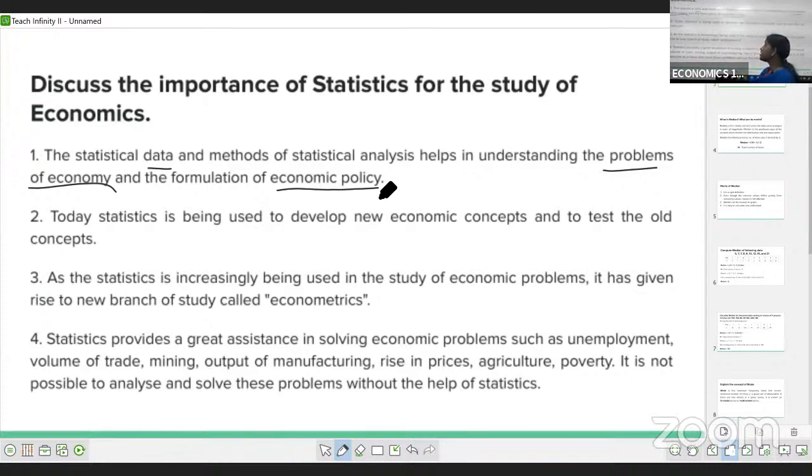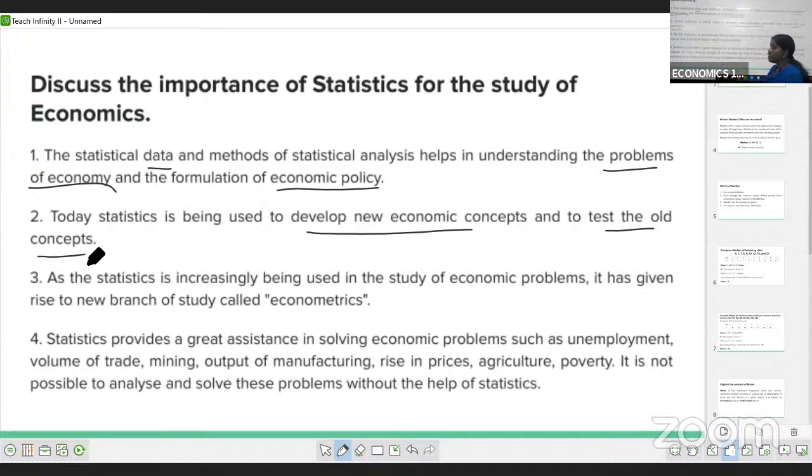The next one. So many new concepts are developed in economy, and even old concepts of economy are tested. To understand or develop the new concepts of economy and to test the old concepts of the economy, the study of statistics is very useful. Means to go with the new concept, and even to observe, test or examine the old concept, the study of statistics is important.